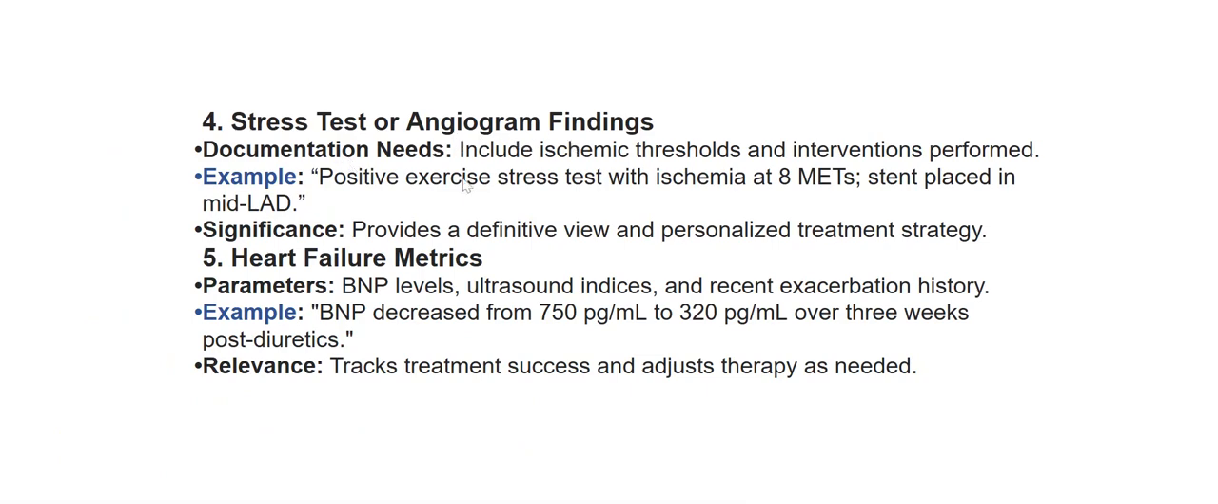Stress test or angiogram findings. Documentation needs here include ischemic thresholds and interventions performed. Example: positive exercise stress test with ischemia at 8 METs, stent placed in mid-LAD. Significance: provides a definitive view on personalized treatment strategy. Heart failure metrics: parameters include BNP levels, ultrasound indices, and recent exacerbation history. Example: BNP decreased from 750 pg/mL to 320 pg/mL over 3 weeks post diuretics. Relevance here: tracks treatment success and adjusts therapy as needed.